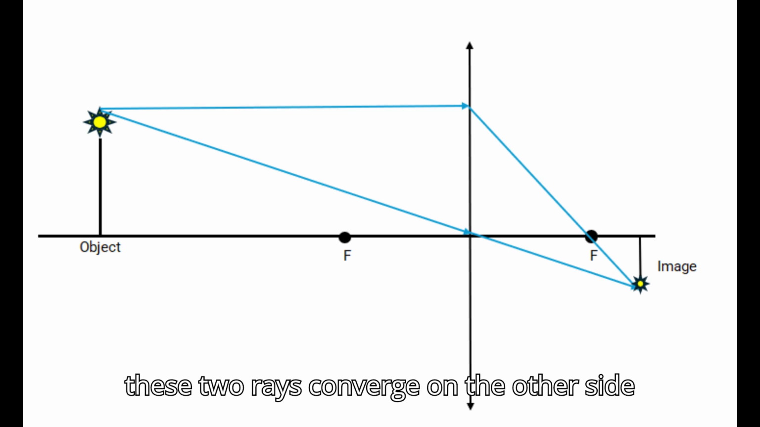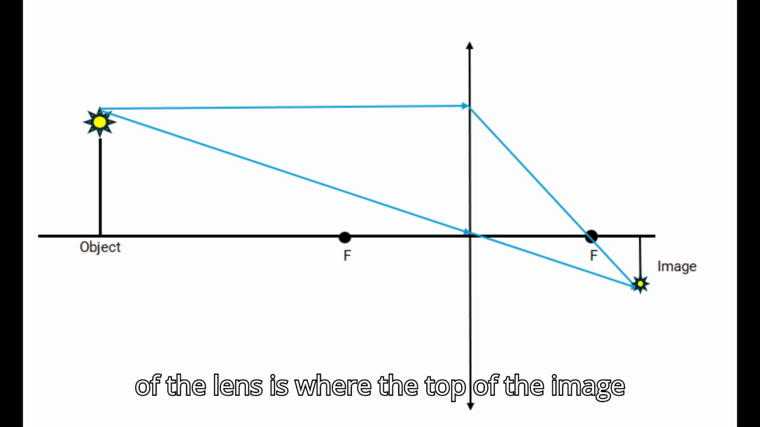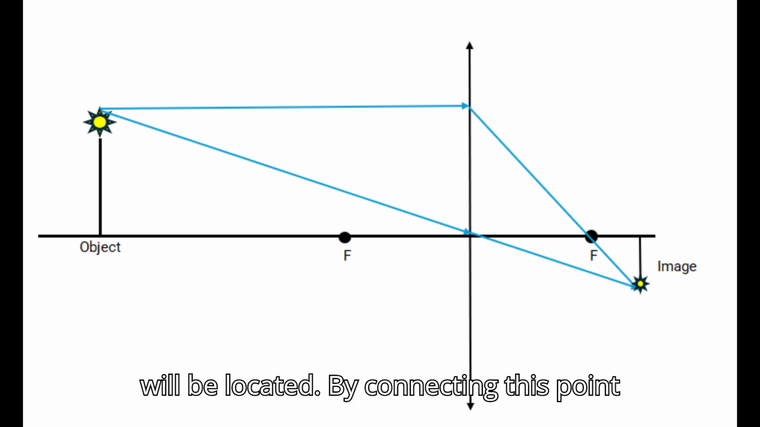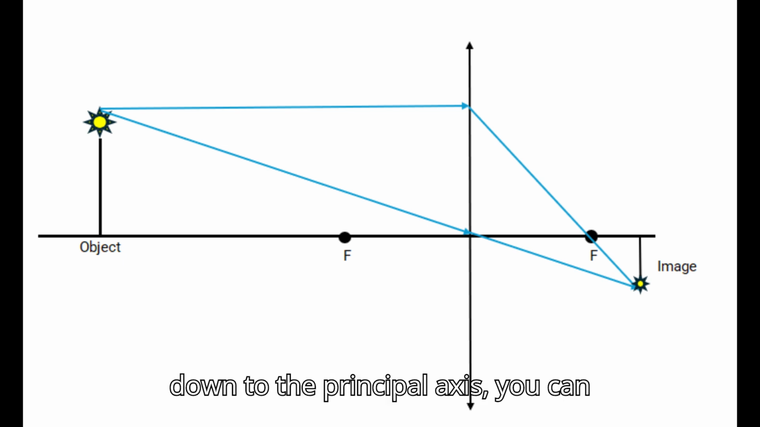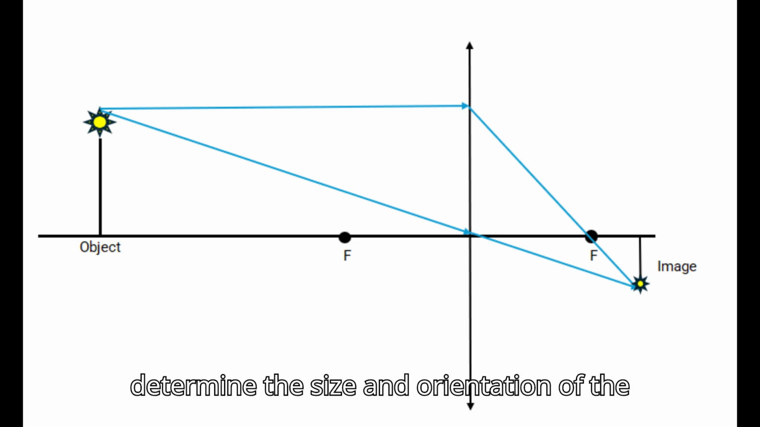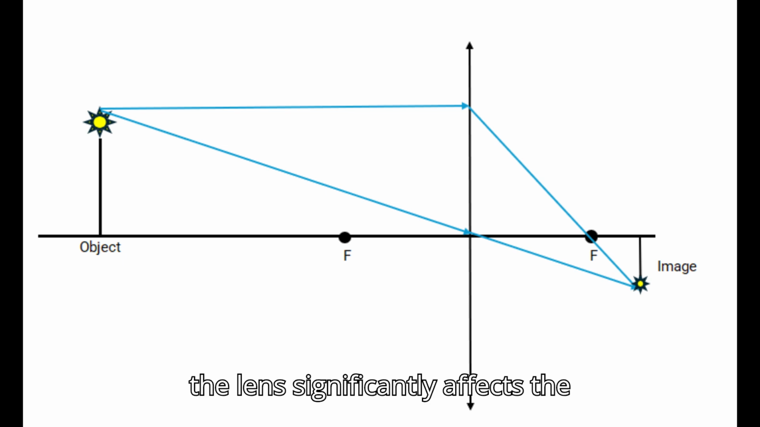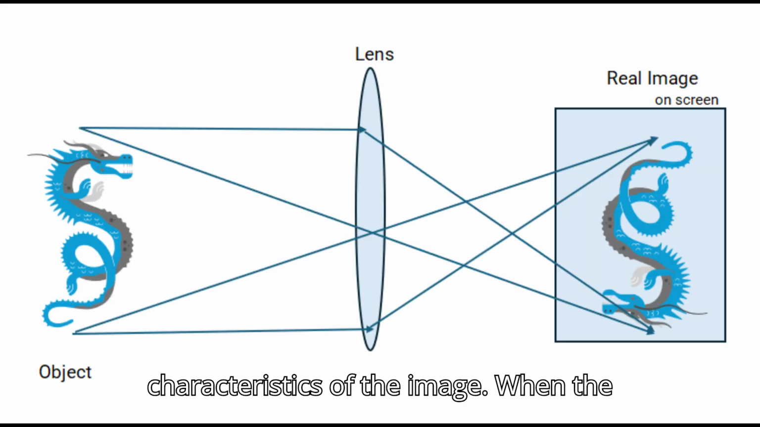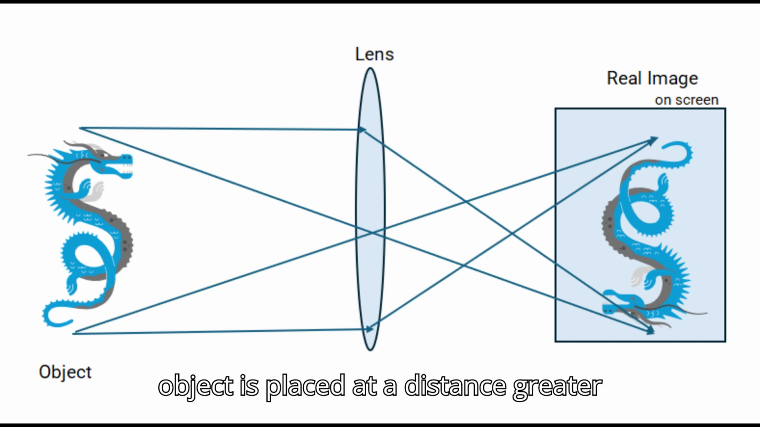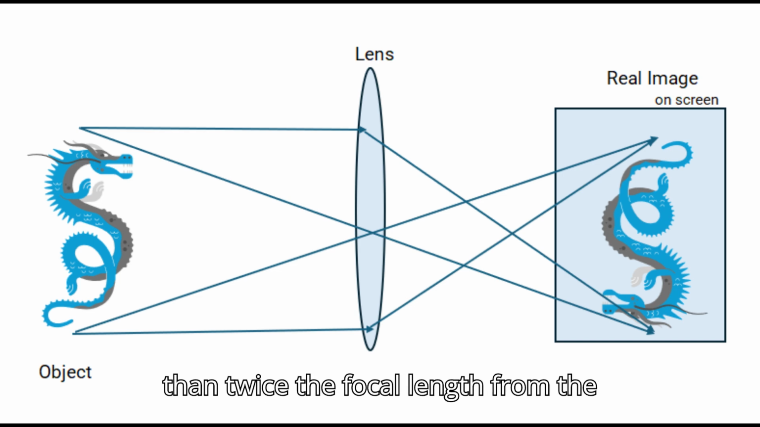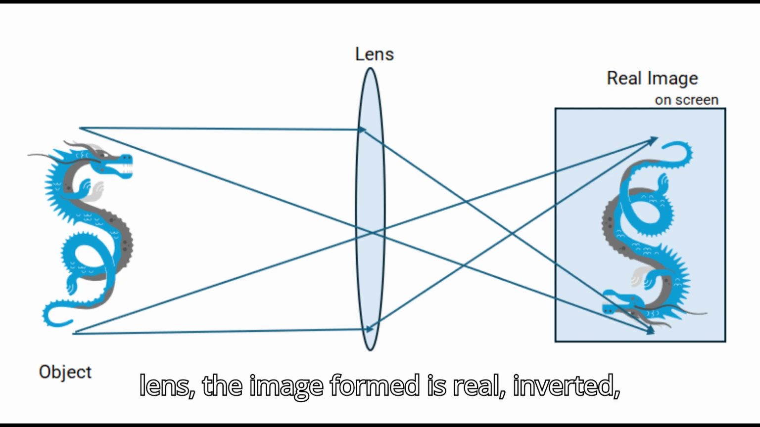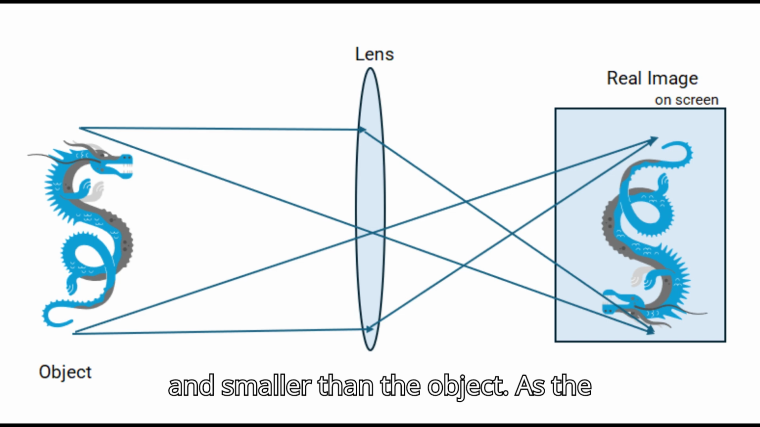Where these two rays converge on the other side of the lens is where the top of the image will be located. By connecting this point down to the principal axis, you can determine the size and orientation of the image. The distance of the object from the lens significantly affects the characteristics of the image. When the object is placed at a distance greater than twice the focal length from the lens, the image formed is real, inverted, and smaller than the object.